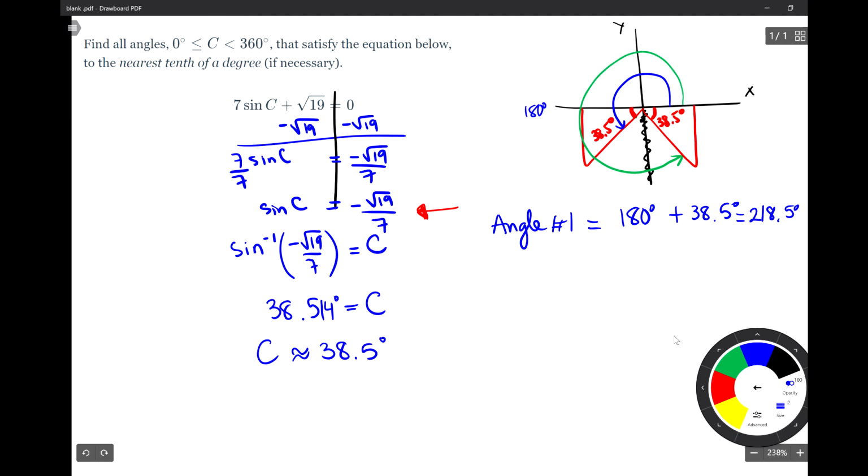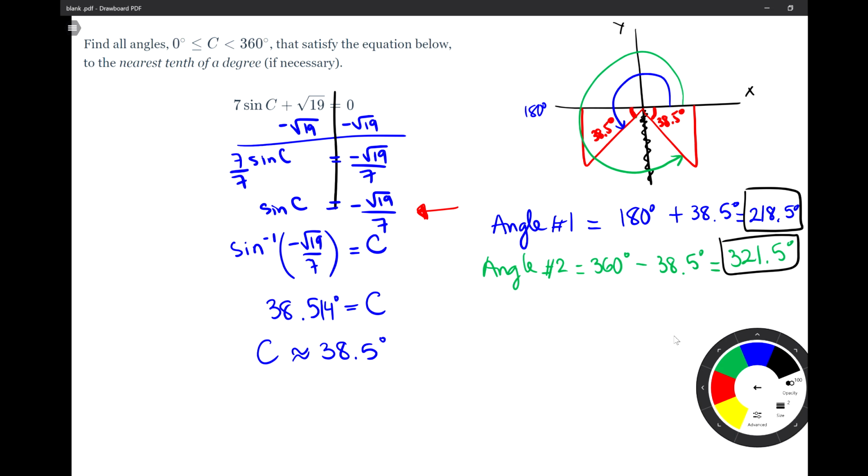Okay, and now for the green angle, you know that the whole circle is 360 degrees, and you take away 38.5 degrees, then you can find the remaining in green. So then angle number 2 will be 360 degrees subtract 38.5 degrees equals 321.5 degrees. Now we do have our answer, which is these two.